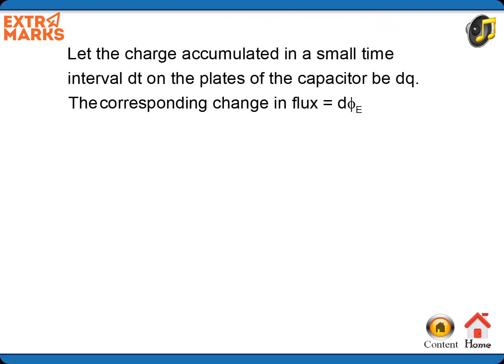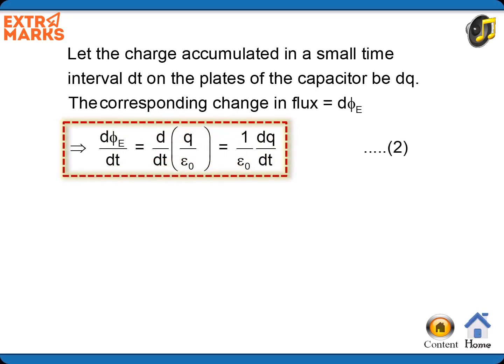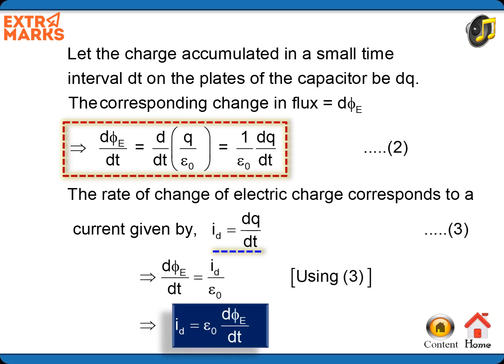The rate of change of flux for the small charge dq accumulated in a small time interval dt on the plates of the capacitor is given by d phi E upon dt equals 1 upon epsilon naught multiplied by dq by dt. Since dq upon dt is equal to id, therefore id is equal to epsilon naught d phi E by dt.